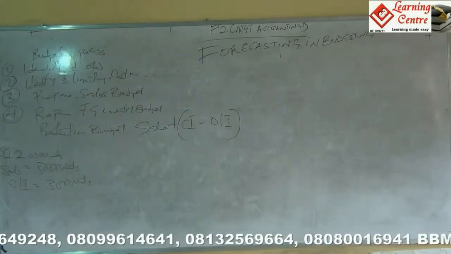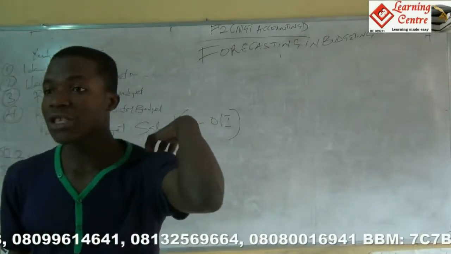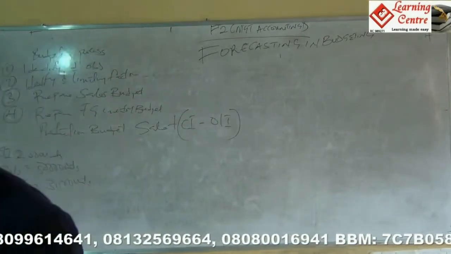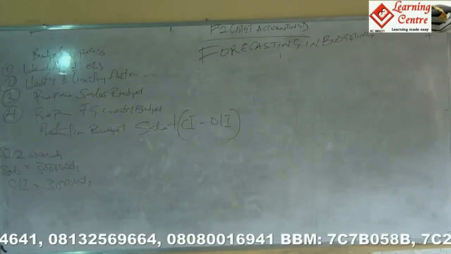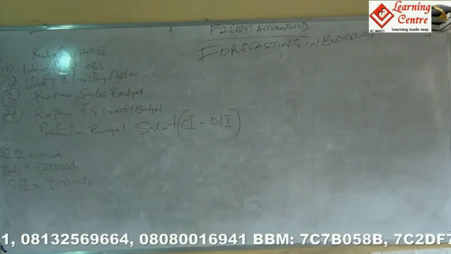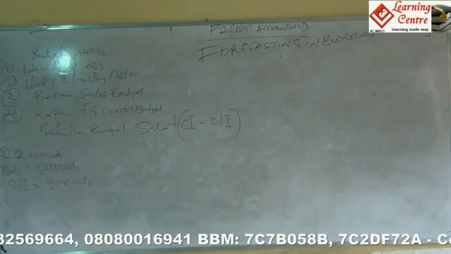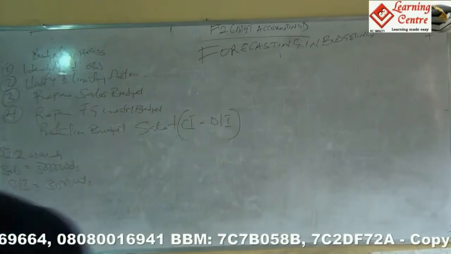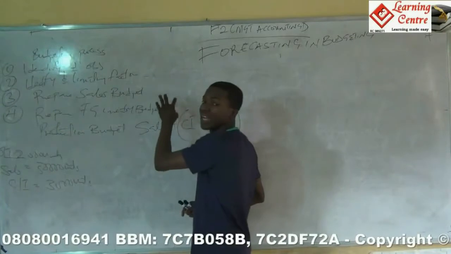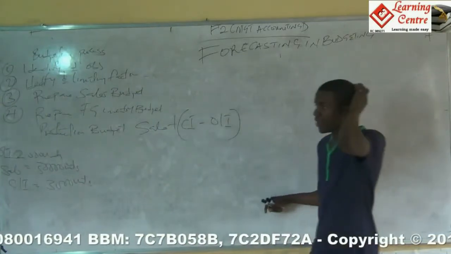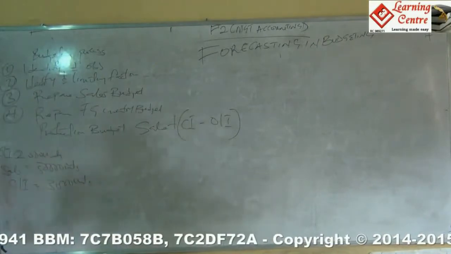Most organizations have a policy regarding closing inventory. Some will tell you that they want their closing inventory to be 50% of next month's sales. So, whatever budget they have for next month, 50% of it will be closing inventory for this month. So, your finished goods inventory budget is just the budget to determine the opening inventory and the closing inventory.